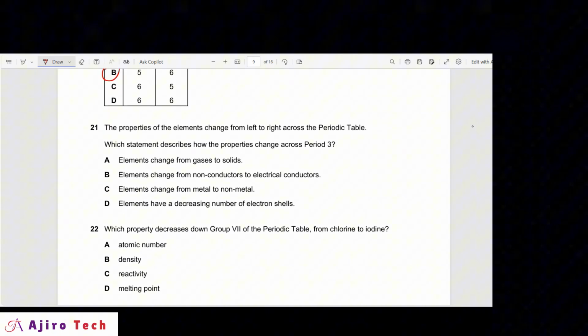The properties of the elements change from left to right across the periodic table. Which statement describes how the properties change across period 3? Okay, across period 3, the elements are not changing from gases to solids, so that is not correct. Elements change from non-conductors to electrical conductors, no, because we're moving from metals towards non-metals. The elements change from metals to non-metals, this is good. Elements have a decreasing number of electron shells, no, since they are in the same period, they have the same number of shells. So the answer is C.